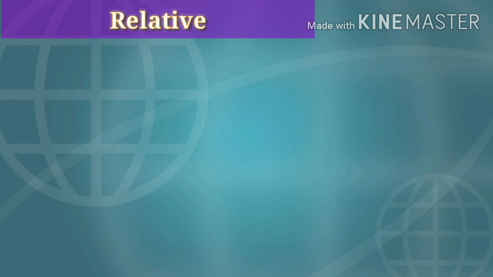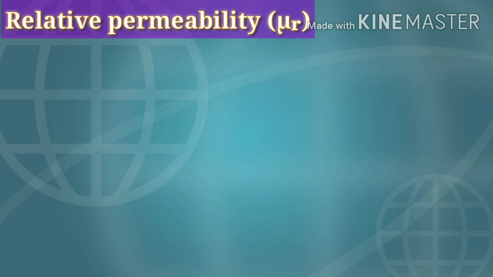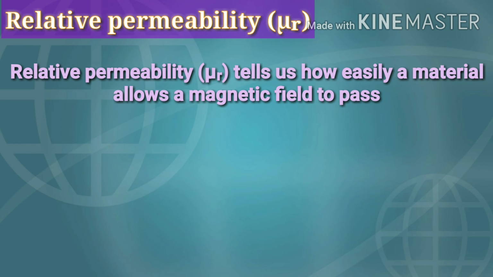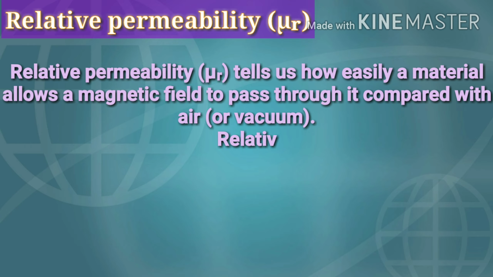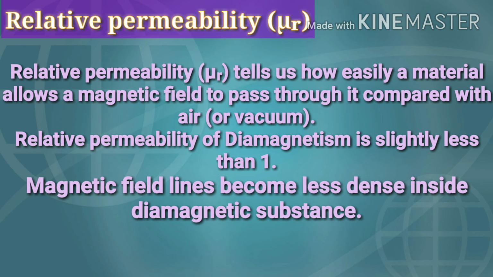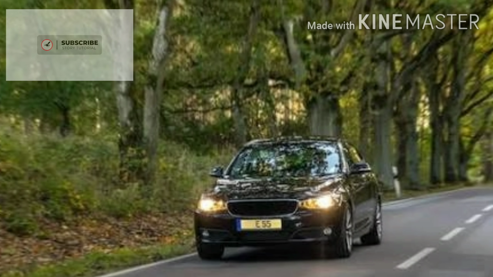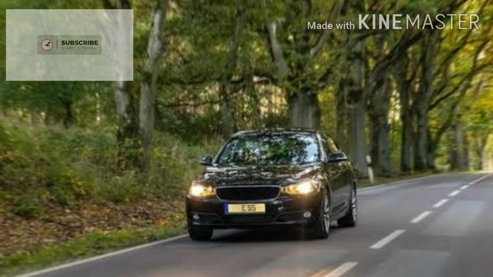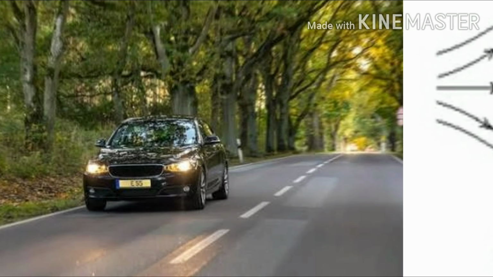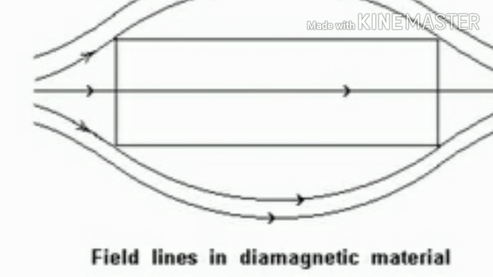Now what is relative permeability? Relative permeability tells us how easily a material allows a magnetic field to pass through it compared with air or vacuum. Relative permeability of diamagnetism is slightly less than 1. Imagine magnetic field lines are like cars on a road, and the road is like a diamagnetic material. Air is a normal road. Iron is a smooth highway, so the cars, the magnetic field lines, pass through much more easily. Magnetic field lines become less dense inside a diamagnetic substance.